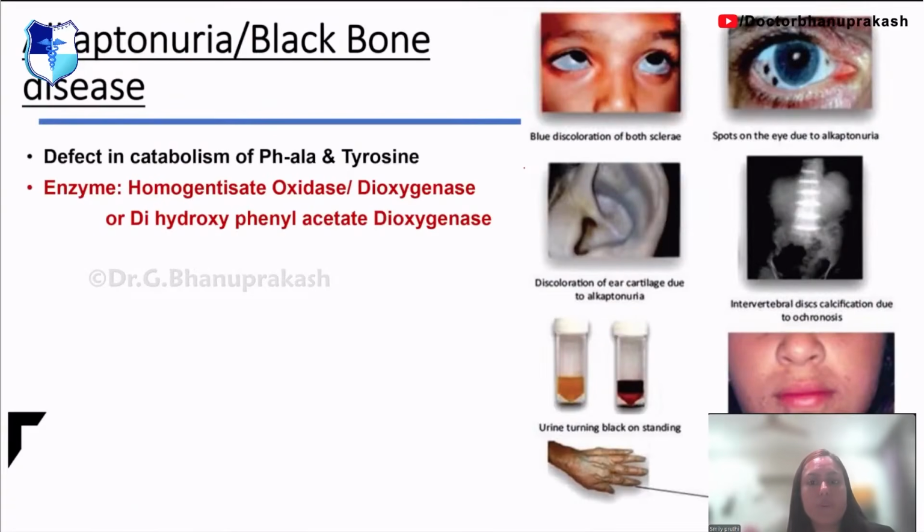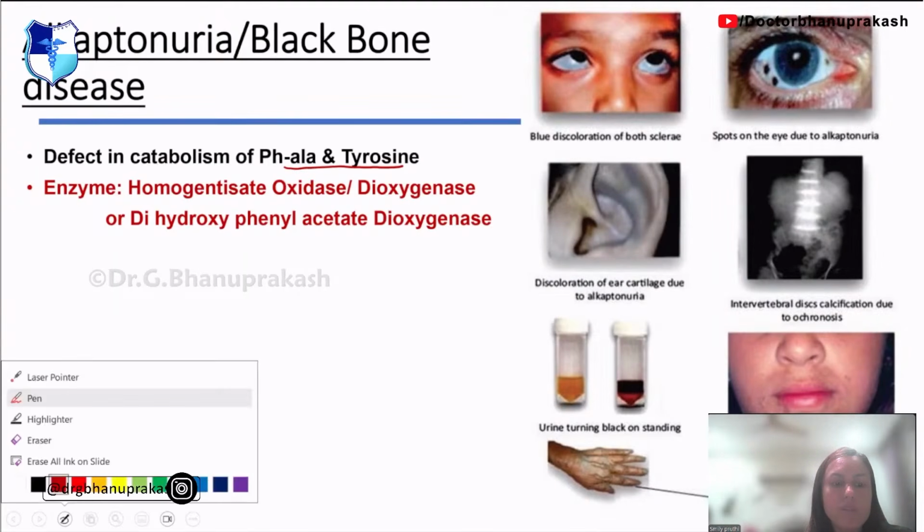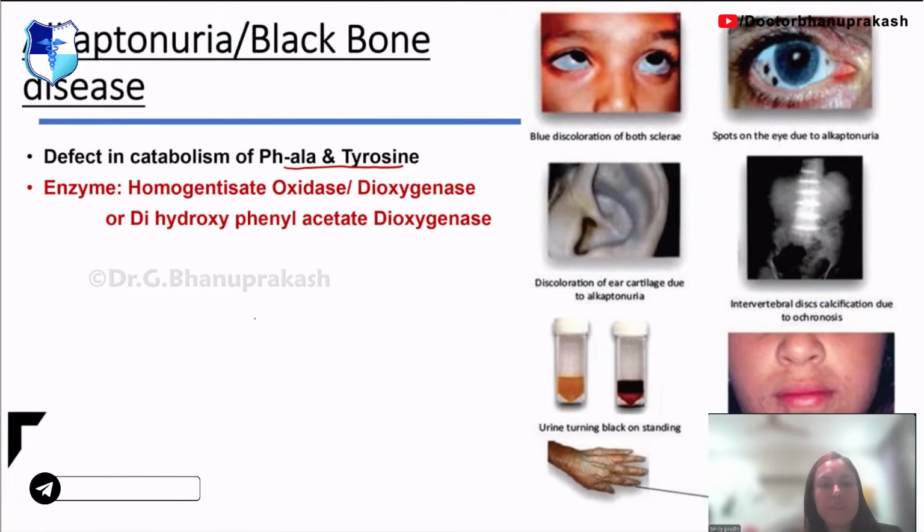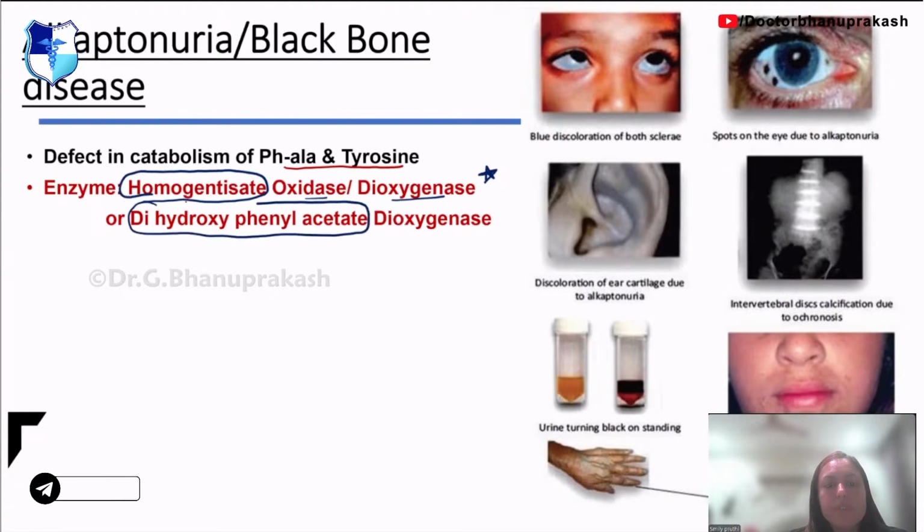Then coming to alkaptonuria or black bone disease. It is a defect in catabolism of phenylalanine and tyrosine. The enzyme affected is homogentisate oxidase or dioxygenase. Dioxygenase is the new name of this enzyme. So if both are given, prefer dioxygenase. Homogentisate chemically is dihydroxyphenylacetate. So recently a question was asked and the word homogentisate was not given in the option, but dihydroxyphenylacetate was given. So be careful.